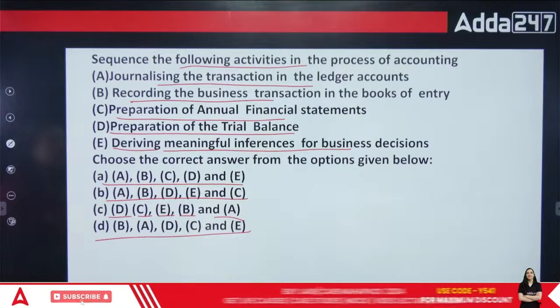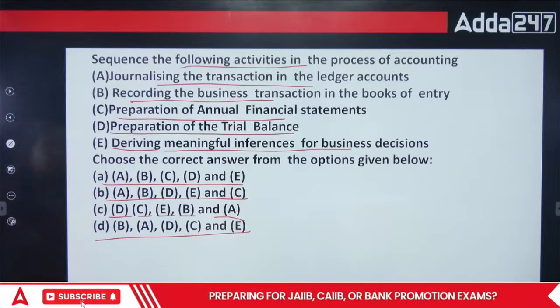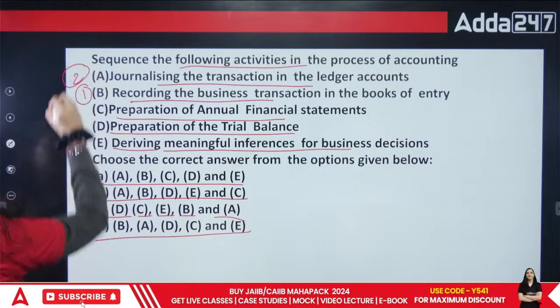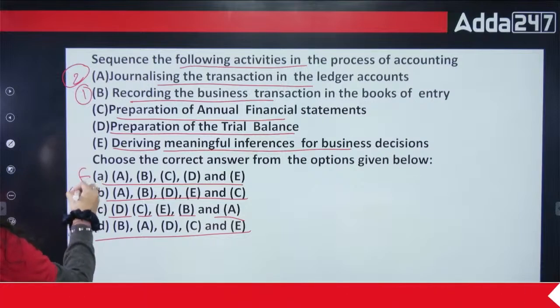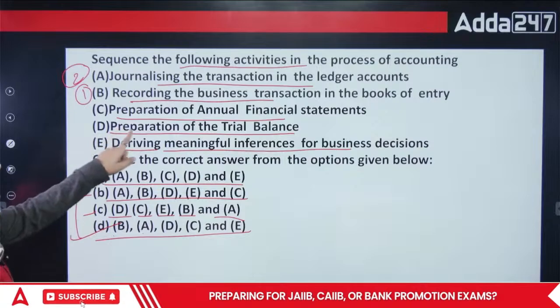Whenever we are starting, first of all, we have to record the business transactions. We have to identify first, and then you have to record. This should be the first one. Then you have to put it in the journal. Technically, none of them has B as first, so the answer is D. B, A. Then D is preparation of the trial balance.